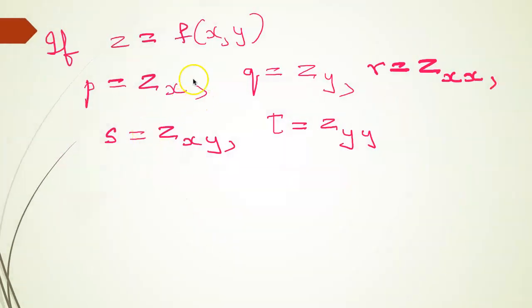If z equal to f(x, y), there are some notations you need to know. Del z by del x or z_x you denote by p. Del z by del y or z_y you denote by q. Del 2 z by del x squared, that is z_xx, I denote by r. z_xy, which is del 2 z by del x del y, I denote by s. And del 2 z by del y squared, which is z_yy, I denote by t.